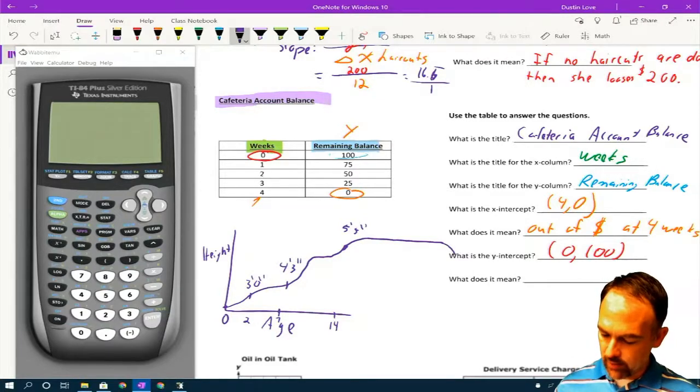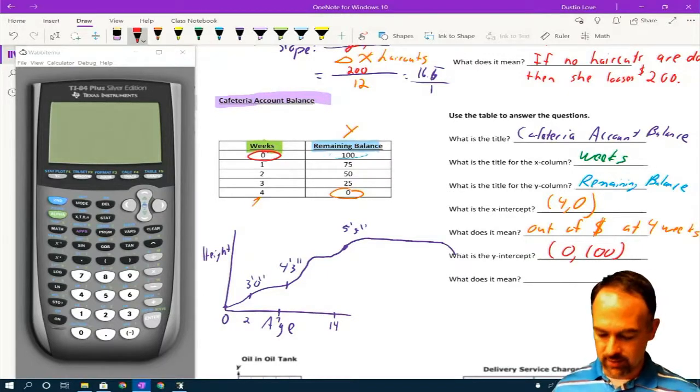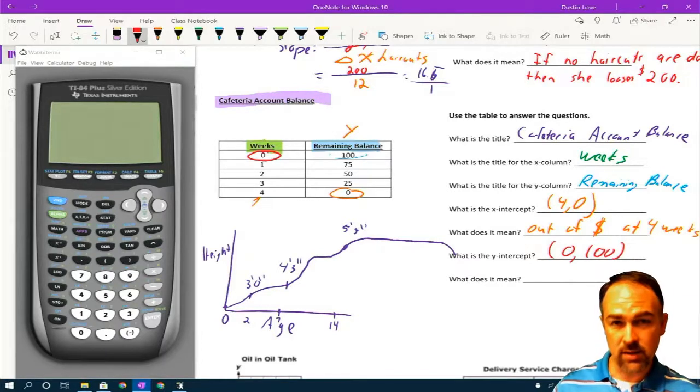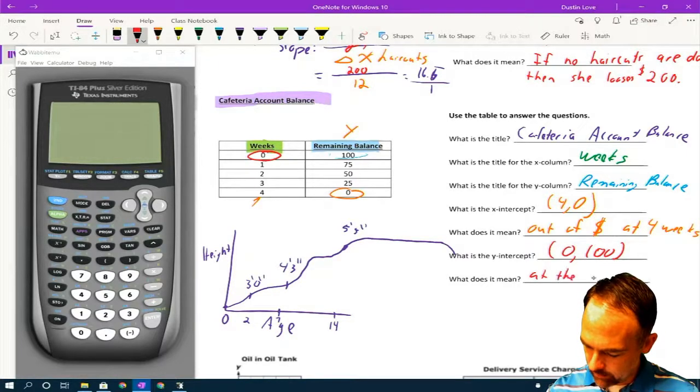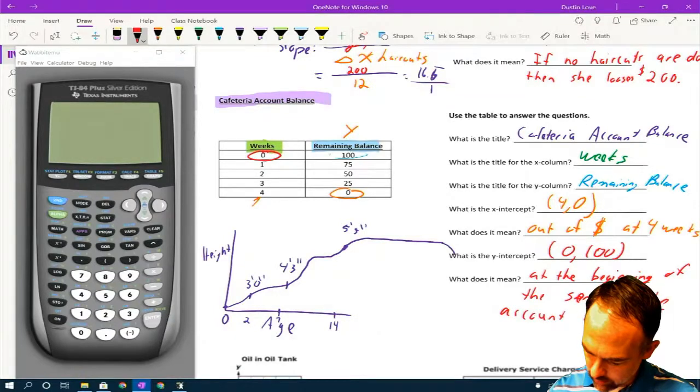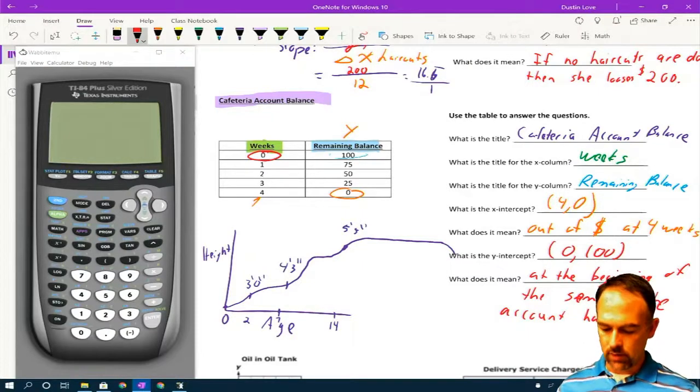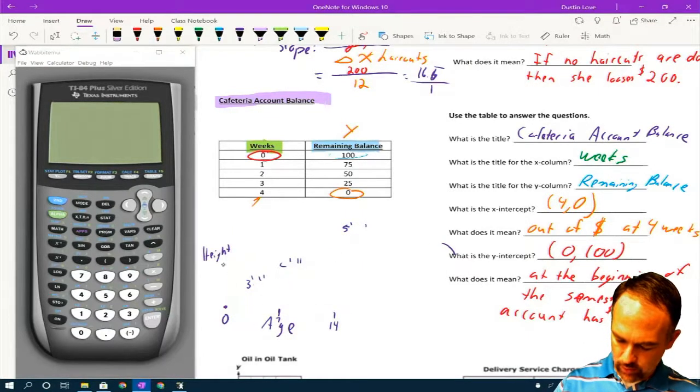So back over to our example over here. What does the X-intercept mean? 0, 100. Well, that would mean at the beginning of the semester, beginning of the week, we don't know exactly what this is, but at the beginning, they had $100. So I'll just call it the semester. At the beginning of the semester, the account has $100. And also, just like before, I want to talk about slope as well.